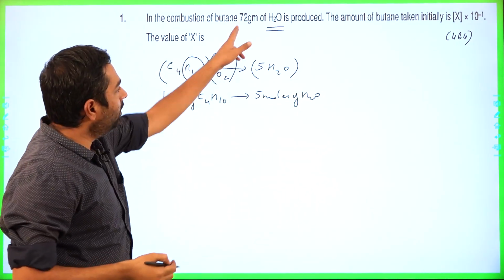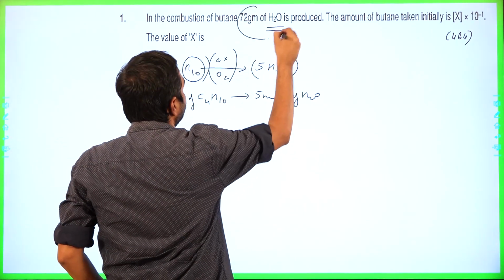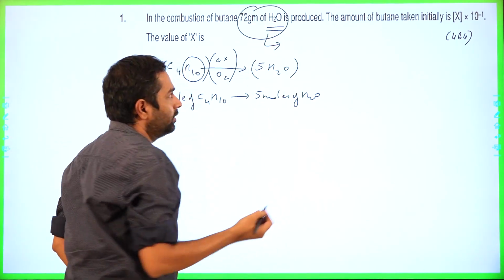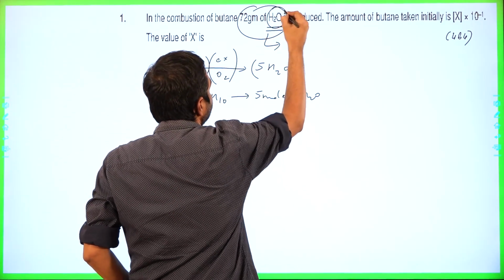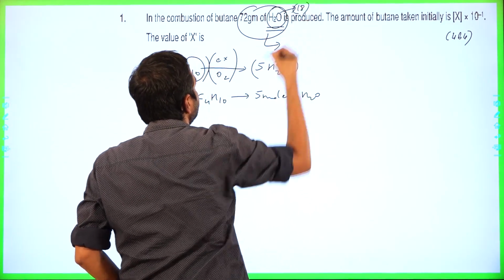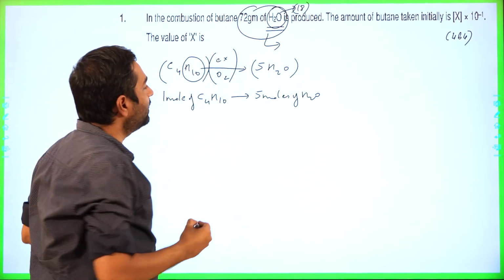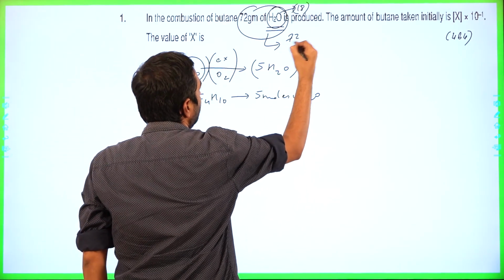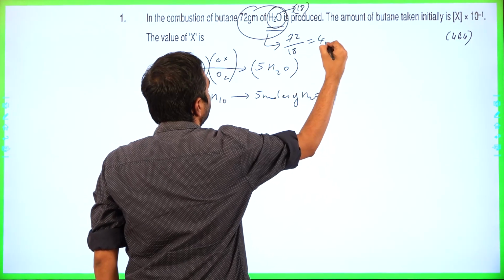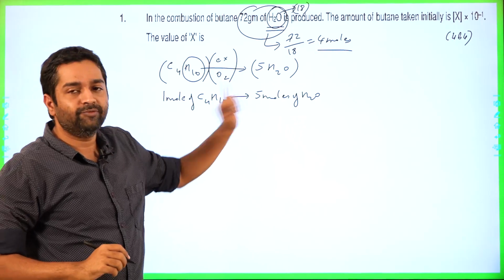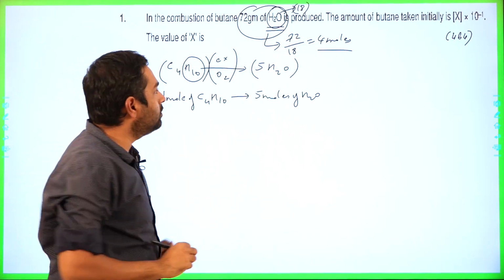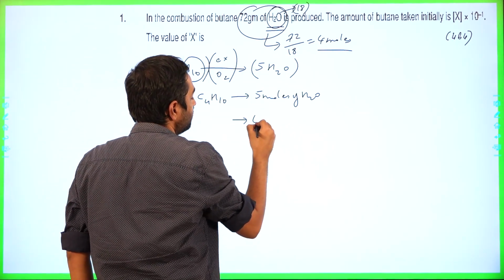Now, when I'm going to be considering 72 grams of water in this case, this 72 grams of water is going to be having molecular mass as 18. So the 72 grams of water is going to work out as 4 moles. So 1 mole of this guy produces 5 moles of water. That means 4 moles of water are being actually produced in this case.